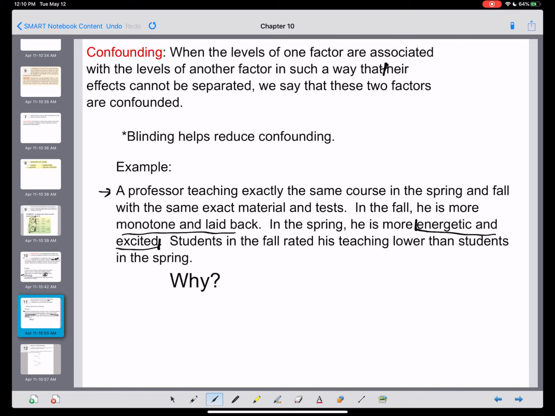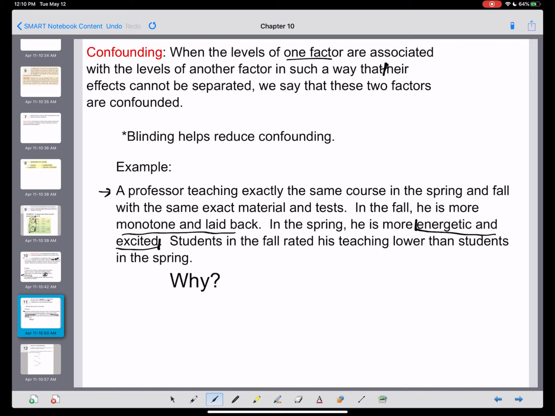When the levels of one factor are associated with the levels of another factor in such a way that their effects cannot be separated, we say that the factors are confounded. So what's confounded in this example is the season. Everything else is the same. Material and tests are the same. Sure, students are different, but we're assuming the students are similar, like all the students that come to this class.